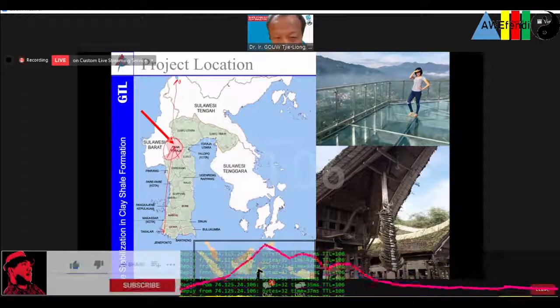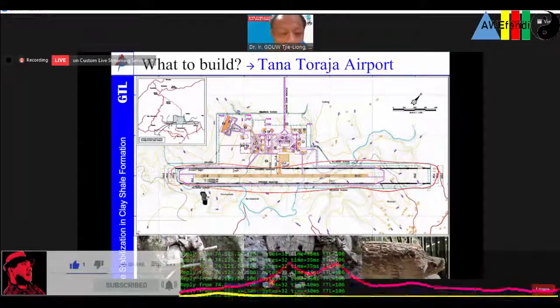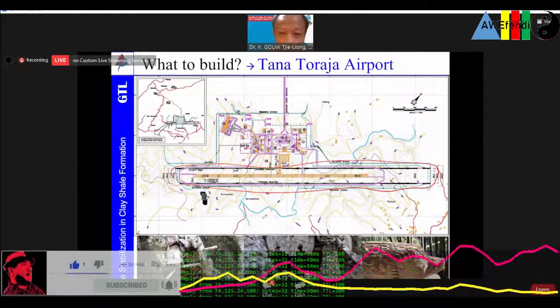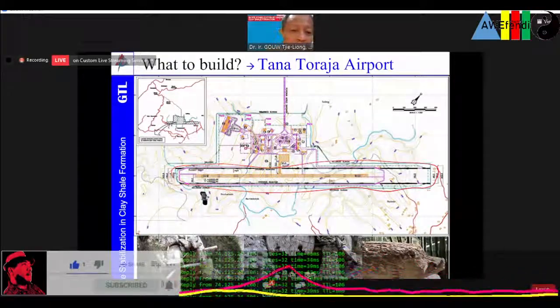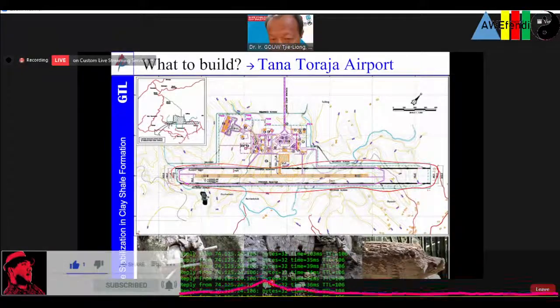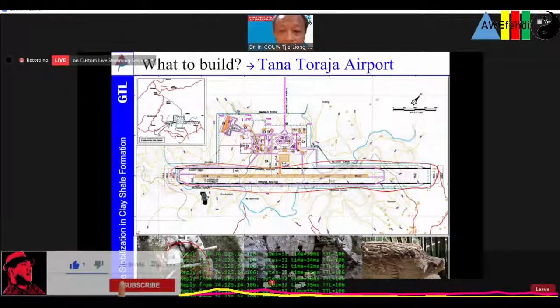So the government planned to build this one, and this is under operation already, already successfully built. We shall see later in the end of the presentation. You see here, this is the coffin, and this is where they put the corpse like that. That over there is one of the coffins also.